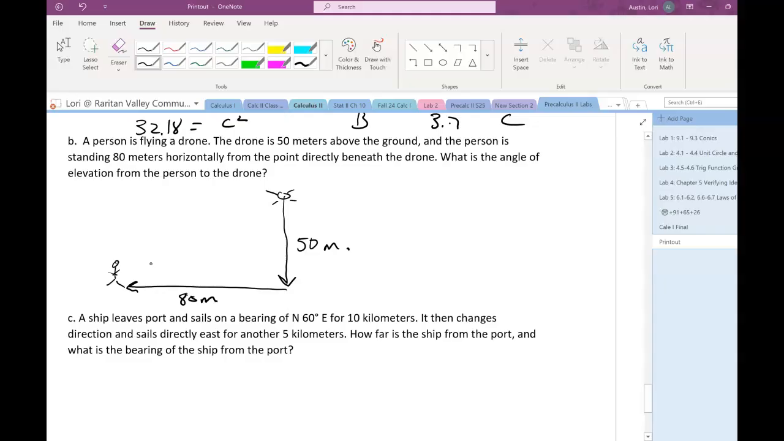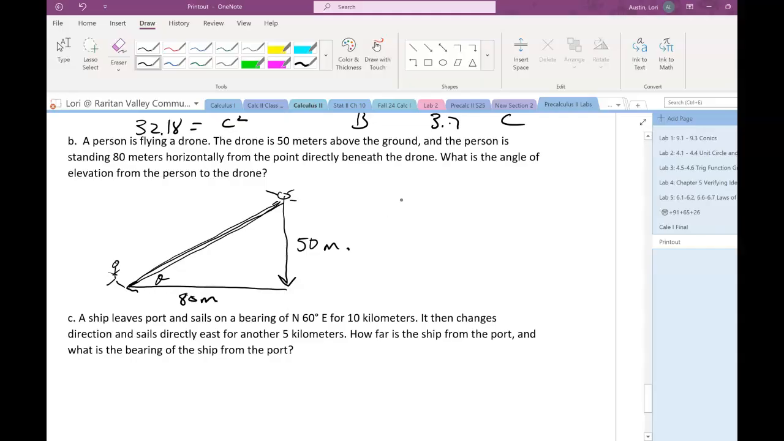Person on the ground is flying the drone. The drone is 50 meters above the ground. It's 50 meters. And the person is standing 80 meters horizontally from the point directly beneath the drone. Well, that makes sense. What is the angle of elevation from the person to the drone? So we're going to make a silly assumption that the person's eye is on the ground. I'll make this easy. And we just want this angle. We want to know what that is.